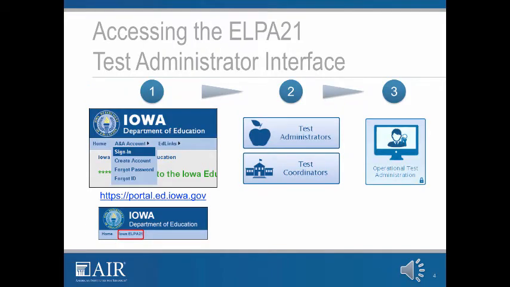Users can access the test administrator interface in 3 easy steps. First, navigate to the Iowa Department of Education portal. Log in, select the appropriate organization in the upper right-hand corner drop-down menu, and then click Iowa ELPA21. Next, you'll be directed to the Iowa ELPA21 portal. On the left side of the page, click the appropriate role card. Finally, click the card for Operational Test Administration to enter the Test Administrator interface.